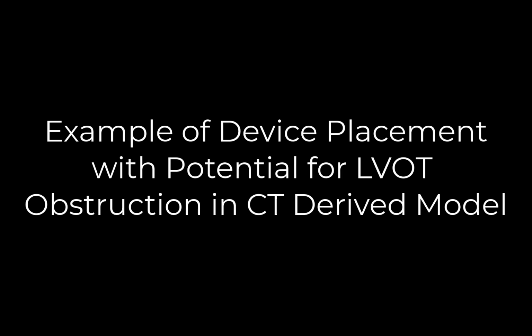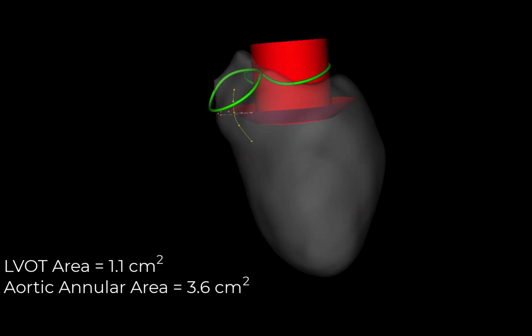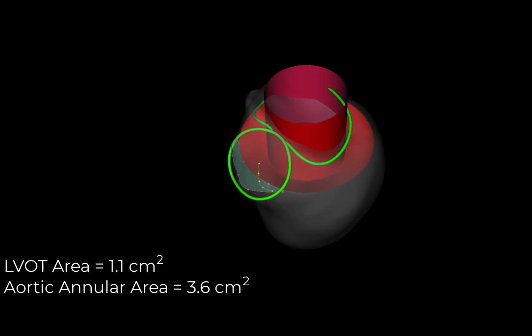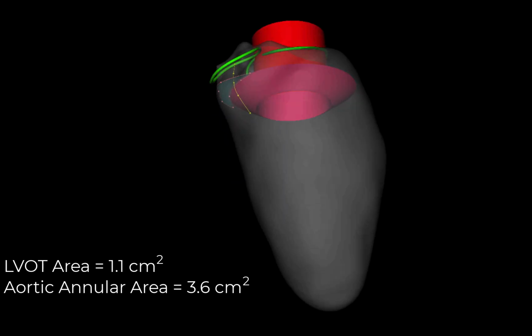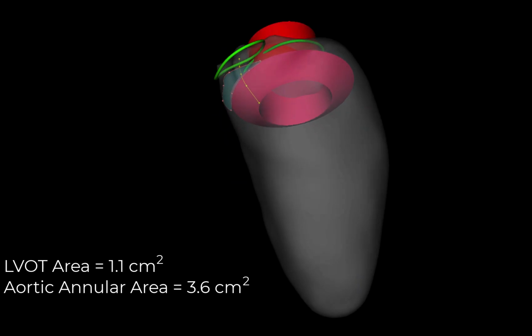In this example, we demonstrate an exaggerated representation of LVOT obstruction with quantification of the LVOT area.